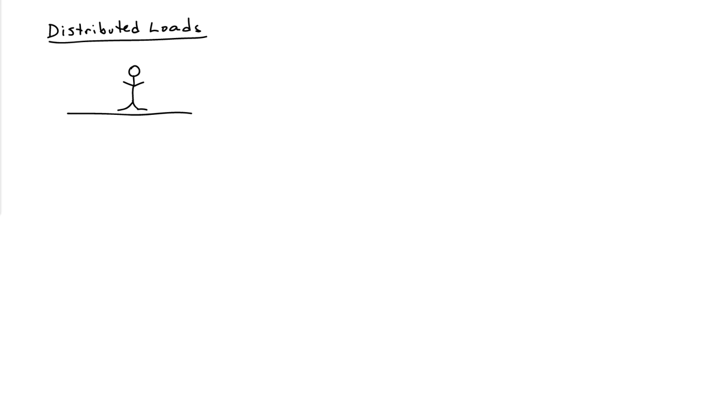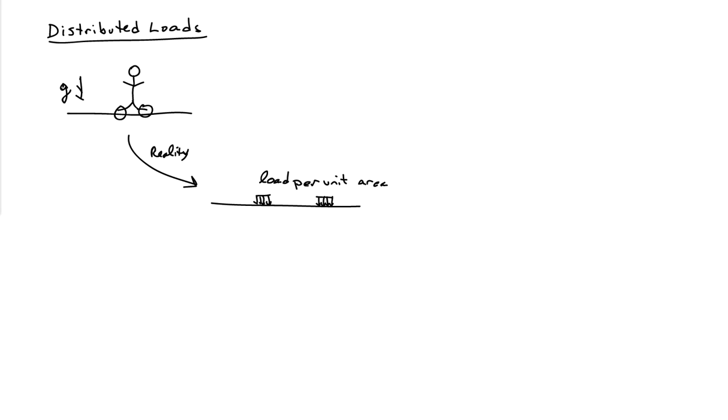So let's go ahead and consider somebody standing on the ground, and there's a gravitational field that's pulling them down, and so there's a force acting between the person and the ground here. And that force that exists between, say, the shoes of the person and the ground, that's actually what's known as a distributed force. So the reality of the loading is that I have some load and it's distributed per unit area underneath the person. Okay.